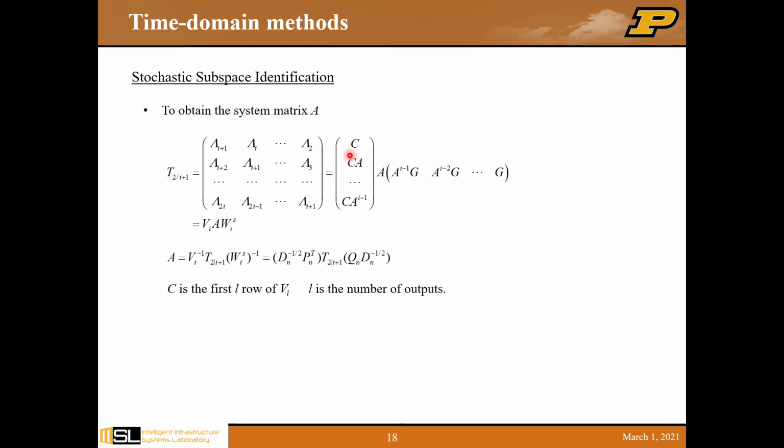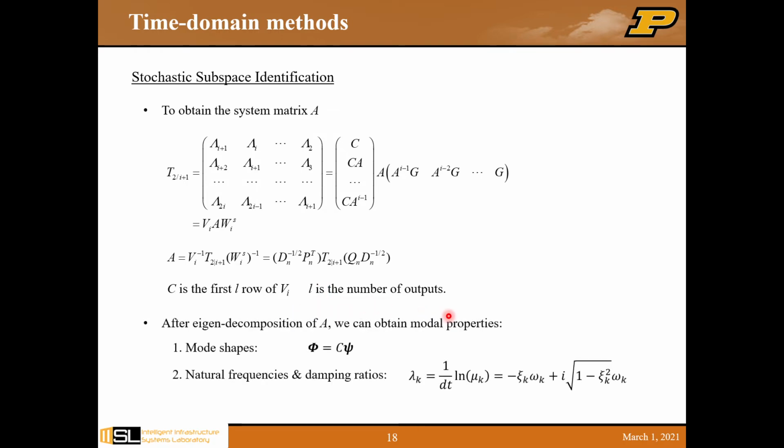C is actually the first item of the observability matrix, so we can directly obtain it by selecting the first L rows of Vi, where L is the number of outputs. To further obtain the modal properties, we need to do the eigendecomposition of the A matrix. The mode shape is equal to C times psi, and the natural frequency and damping ratio are exactly the same as we discussed before for the other time domain methods.